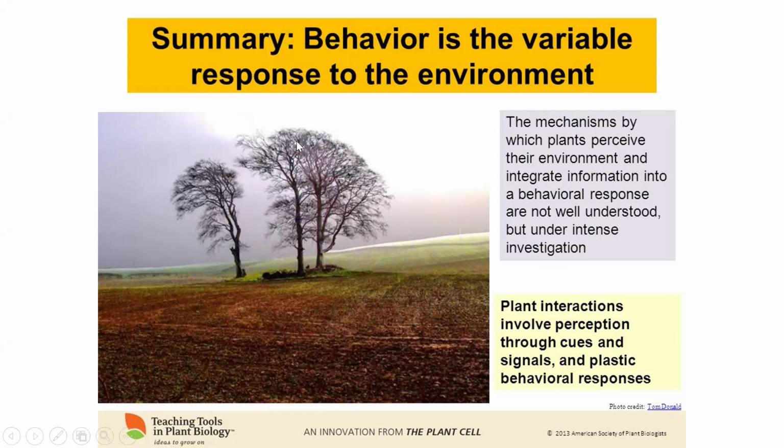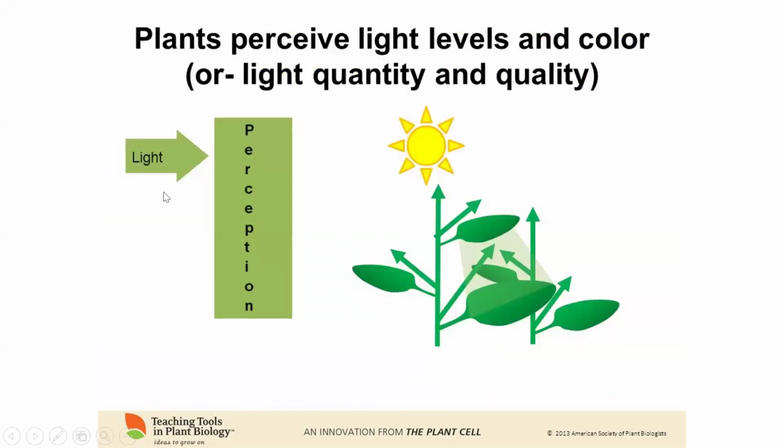That's illustrated here by these trees. This tree is growing away from these two trees. Why is that? It has to do with the way they perceive their environment. One of the first things that plants respond to is light. They perceive light, and if they're growing in full sunlight, they will grow in a particular way. If they're shaded by the intercrop plant, then they're going to grow in a slightly different way.